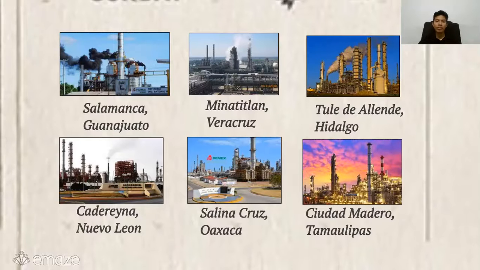The second is in Minatitlán, Veracruz. It was inaugurated on the 22nd of February in 1956. It has a refining capacity of 50,000 barrels every day. It was the first refinery with catalytic disintegration in Mexico. Nowadays, it can process almost 285,000 barrels every day.